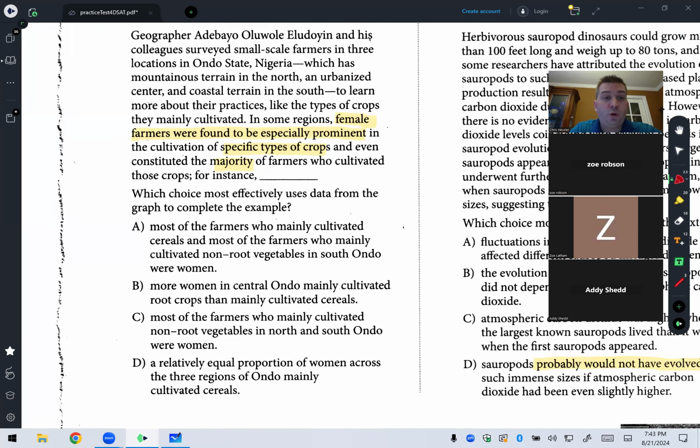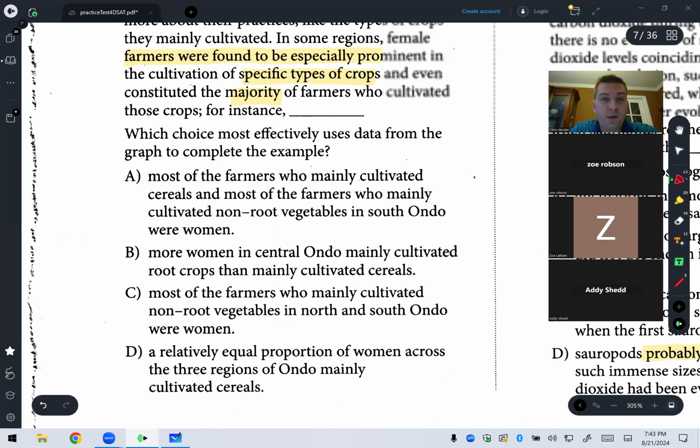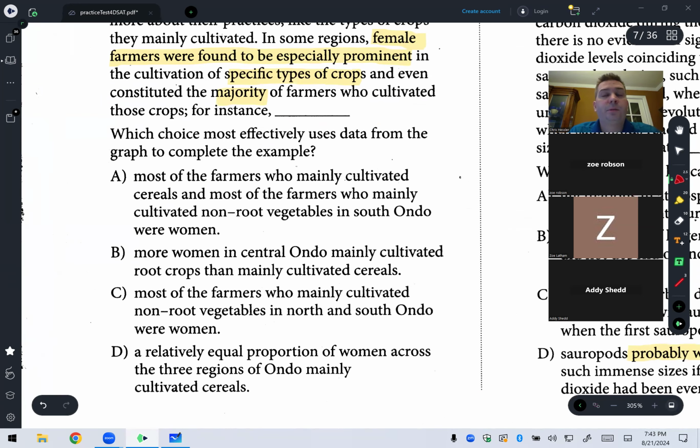All right, so I'm going to go through some of these answer choices, and I just want to mention something here. If they give an answer choice, and something is true and false, it's false. They both have to be true for this to be true. So I'll give you an example of what I'm talking about. Let's look at A. Most of the farmers who mainly cultivated cereals and most of the farmers who mainly cultivated non-root vegetables in South Ondo were women.